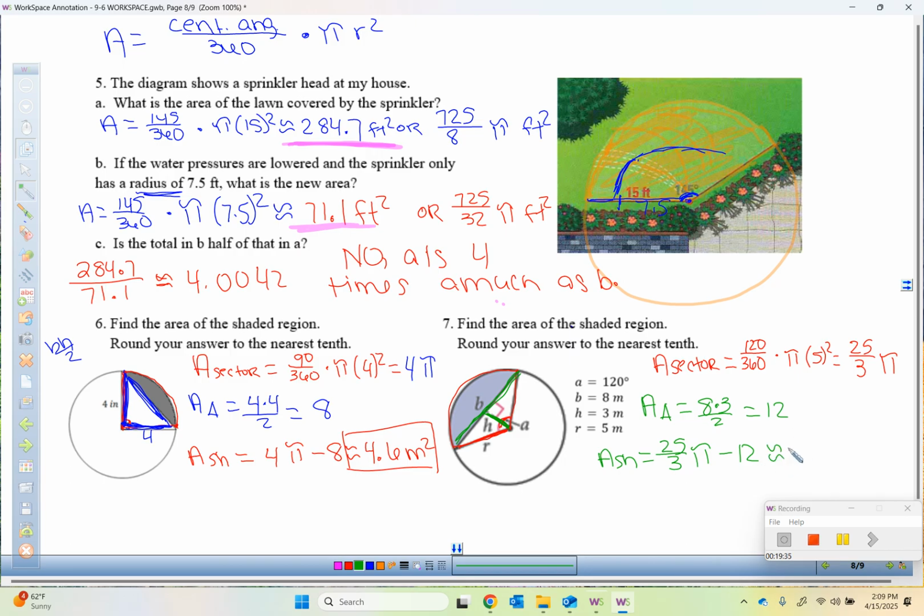So if we put that in our calculator, we put parentheses, 25 divided by 3 pi, and then minus 12. And what do we get? I get 14.2. And it doesn't give me a unit, so I'm just going to label it units squared. All right.